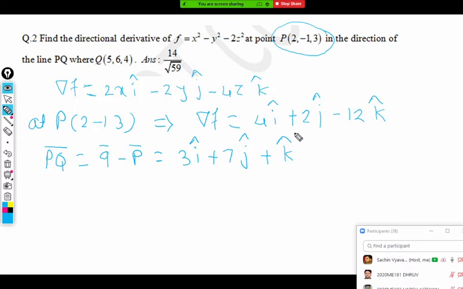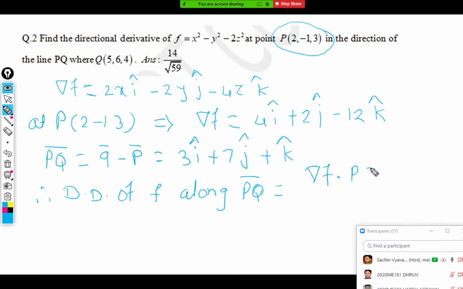Now the last step is left. We want the directional derivative of f along PQ. So what should be done? Del f dot PQ upon the magnitude of PQ. So it is just like a projection. So we say the directional derivative of f along PQ bar is del f dot PQ bar divided by the magnitude of PQ bar.